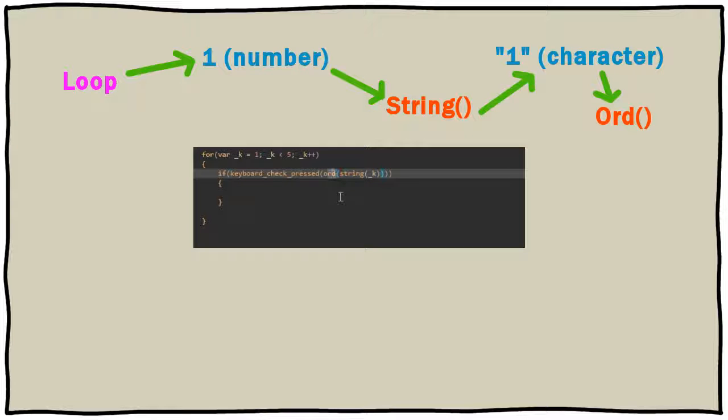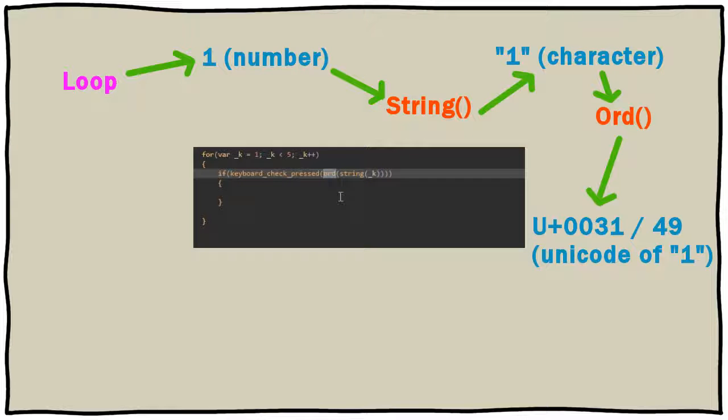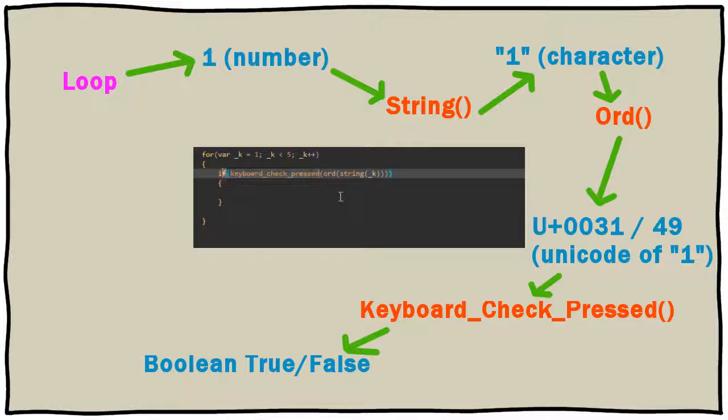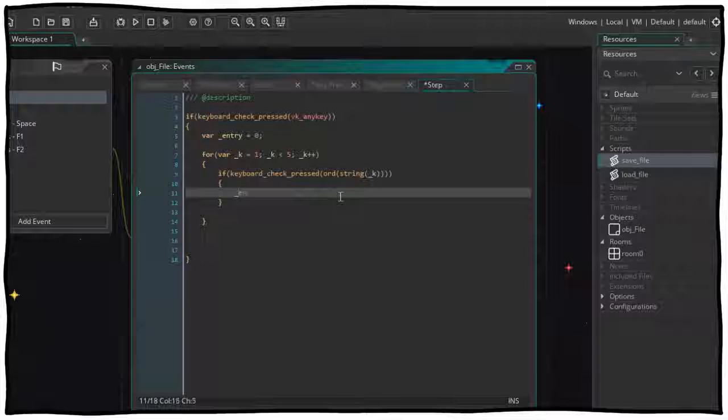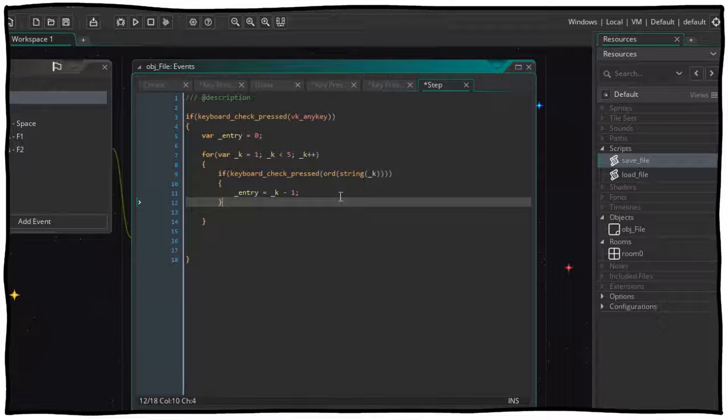We're passing that string to the ORD function, which converts it to the corresponding character code, and we're supplying that character code to the keyboard check pressed function and asking it if it's been pressed. And if it has been pressed, we're going to make entry equal k minus 1, because it's offset.